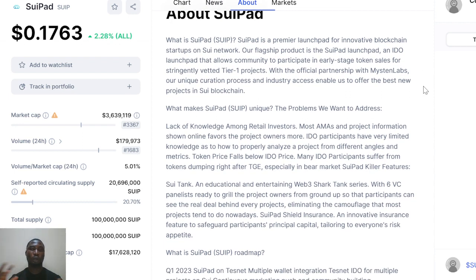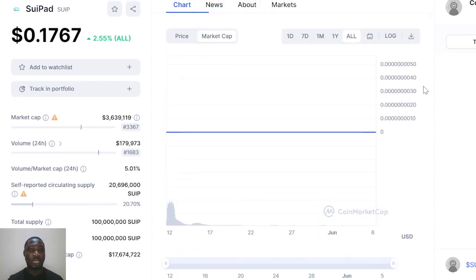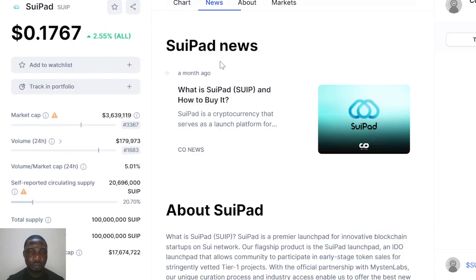Now, we know that this is the prime launchpad of innovative project startups on the SUI network. Also, our flagship product is the USwap launchpad. These are important points that we need to take note of: what the project is about, and what it has to do with the market cap. Now, let's check if we have any news.